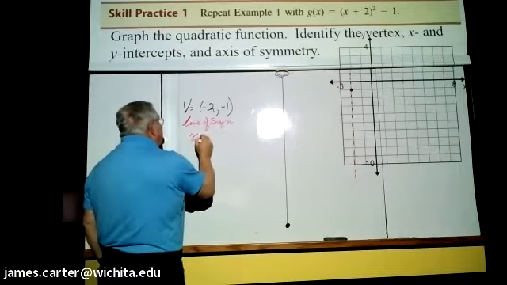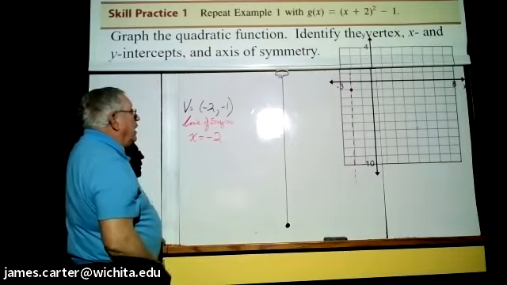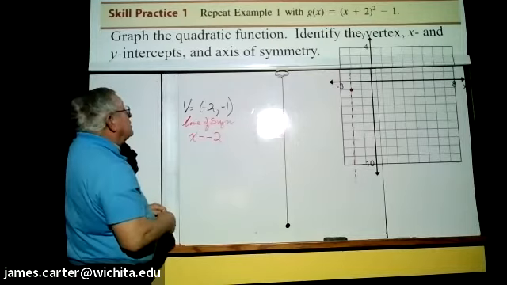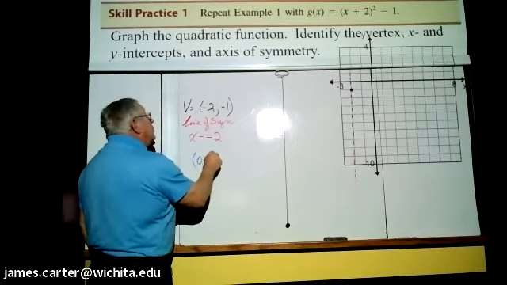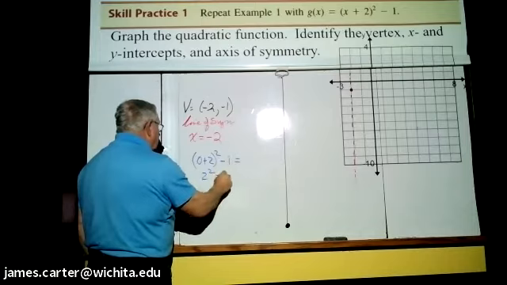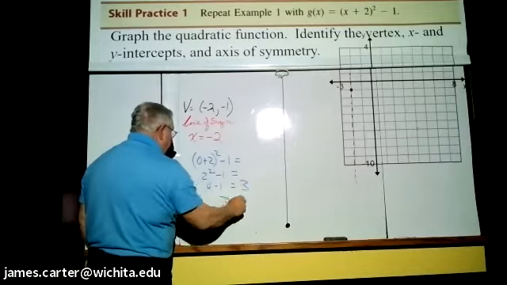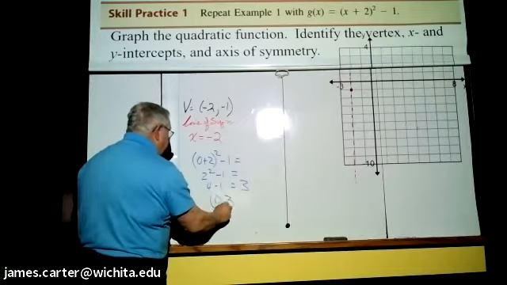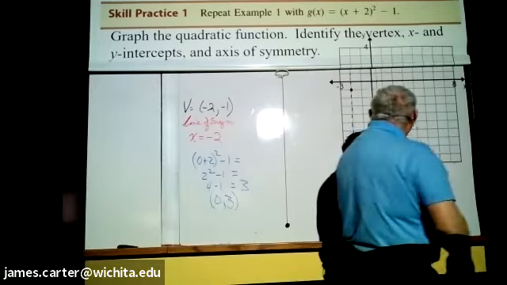It's going to be x equals negative 2. Now, let's find the y-intercept. We replace x with 0, so 0 plus 2 squared minus 1 equals 2 squared minus 1 equals 4 minus 1 equals 3. So that gives me the point (0, 3) for the y-intercept. And I'm going to graph that.